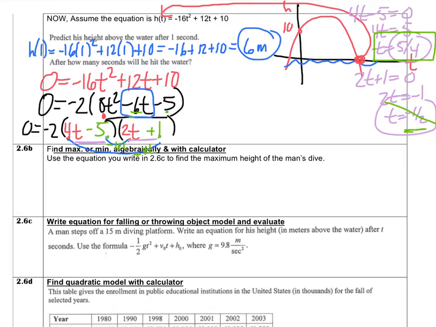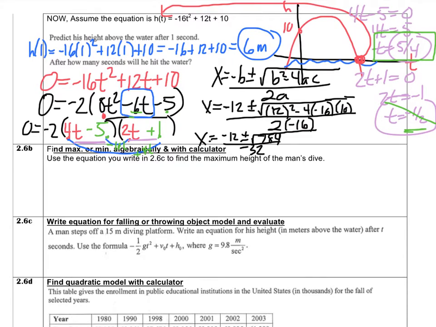Now, if you don't remember that, you can always revert to the quadratic formula. Remember, just x equals negative b plus or minus the square root of b squared minus 4ac all over 2a. A is here, b is here, c is here. So let's just substitute that in and simplify, and I'll show you what it looks like.